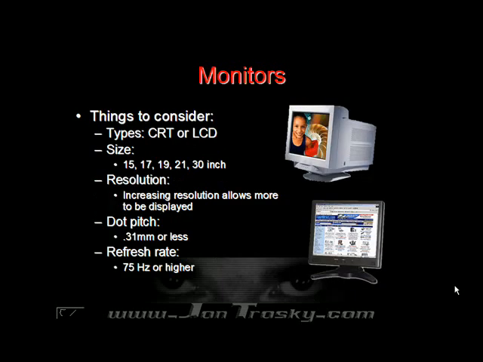When you're looking at your monitors, the thing to consider is, are you still working with a cathode ray tube, or have you upgraded to an LCD monitor? LCDs can be very large in size. They go up to 32 to 42 inches. The resolution is very important when considering these monitors. The higher the resolution, the more pixels can be displayed. Dot pitch is the amount of space between each pixel on the screen. The smaller, the better. The refresh rate refers to cathode ray tube monitors, for how fast the screen is refreshed with the electronic ions.